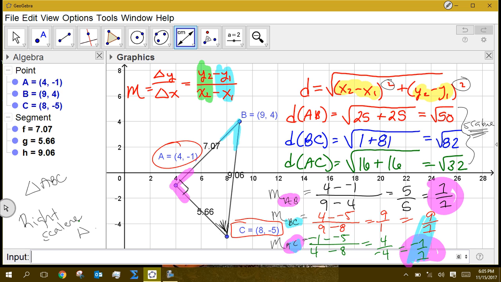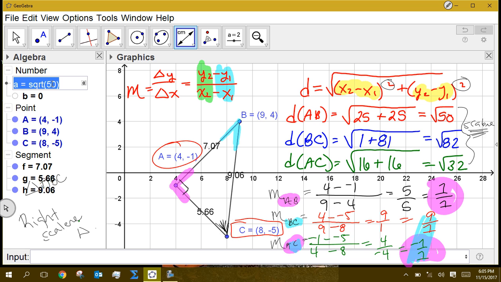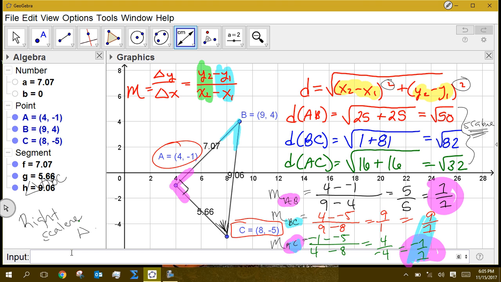we can type in at the bottom in the input, square root, SQRT, and then I'm going to type in 50. So I'd be finding the length of AB, and GeoGebra says AB should be 7.07. Hit enter, and you see that this number right here is 7.07. So that is the square root of 50. Okay, I'm going to find then the square root of 82, which should be, that's segment AB. So GeoGebra is saying A to B.